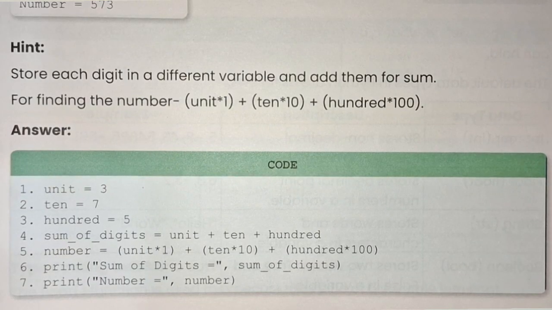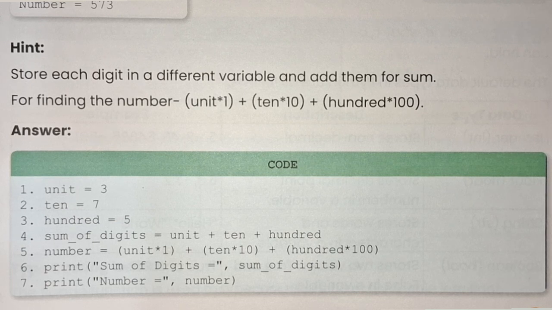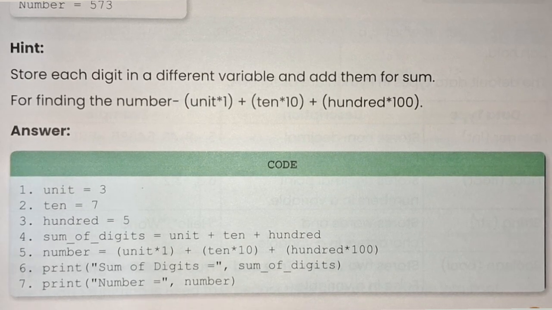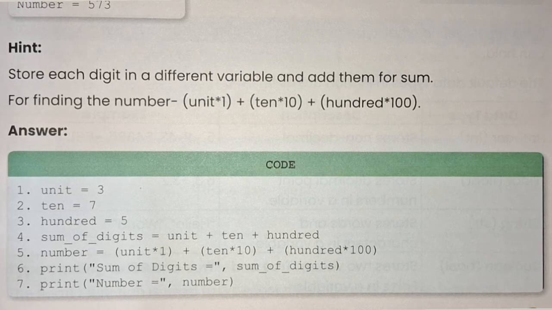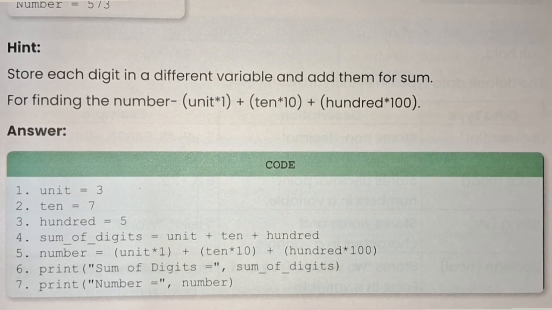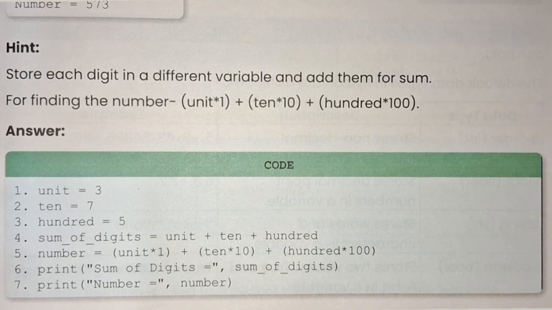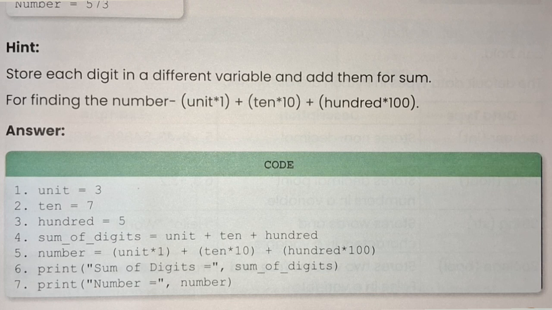Answer, the code will be: unit = 3, tens = 7, hundreds = 5. Sum of digits = unit + tens + hundreds. Number = unit * 1 + tens * 10 + hundreds * 100. Print sum of digits is, sum of digits. Print number is, number.